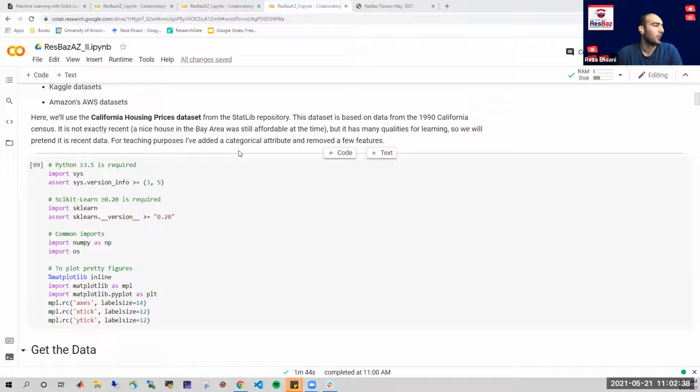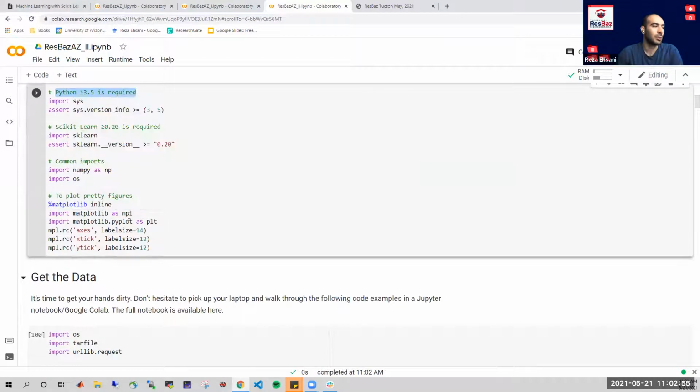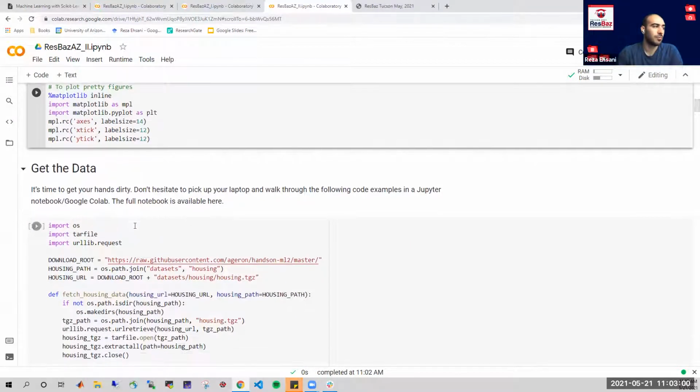So for this purpose, first we need to import a couple of libraries. We check the version of Python. We import Scikit-Learn and use the version method in order to check the version of Scikit-Learn. We import NumPy, import OS, and also Matplotlib in order to prepare some plots. So the first step is to get the data and download the data. Please do not hesitate to follow along with me, and please stop me whenever your code is not working or you have questions or anything is unclear to you.